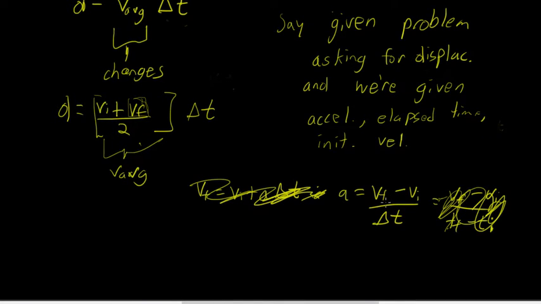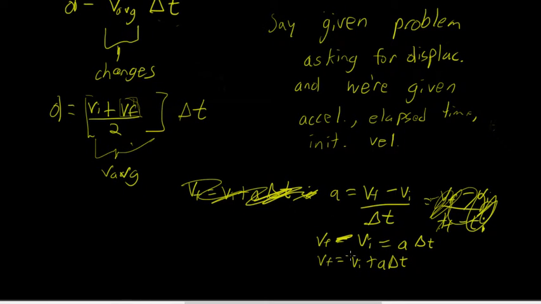So if we solve for final velocity in this equation, how will we do that? We'd multiply both sides by delta t, so we'll have final velocity minus initial velocity equals acceleration times elapsed time. We'll add initial velocity to both sides and we'll get final velocity, just initial velocity plus acceleration times your elapsed time. So we can substitute this quantity, initial velocity plus acceleration times elapsed time, in this formula.